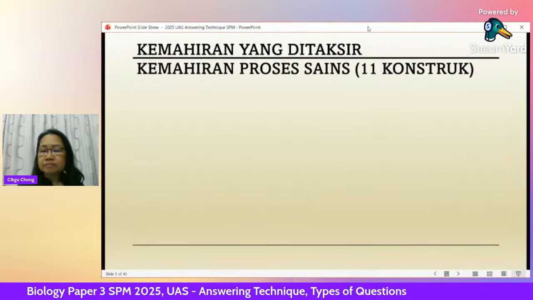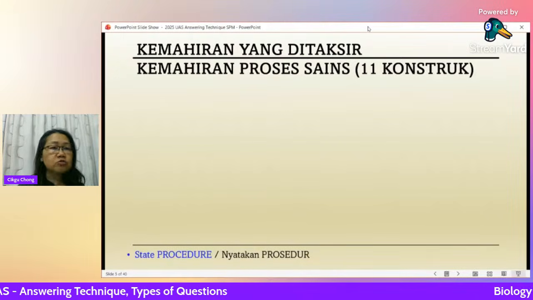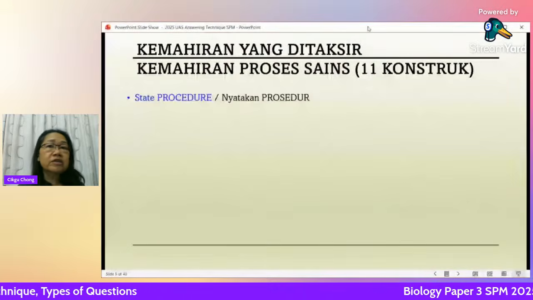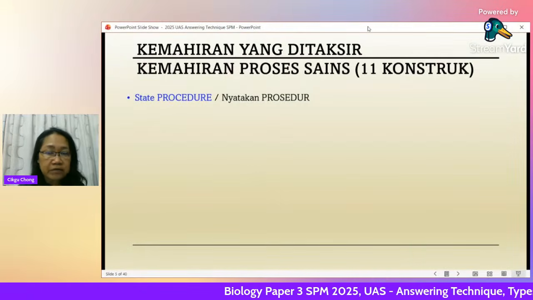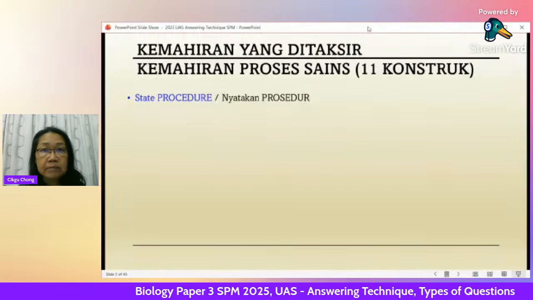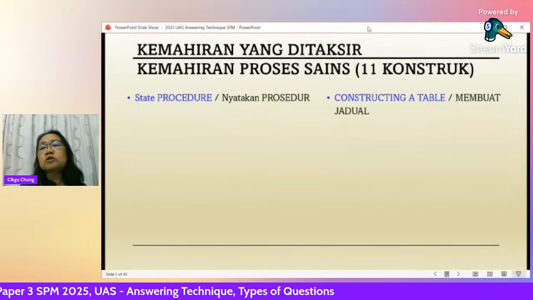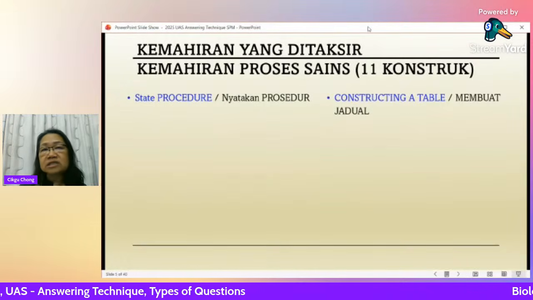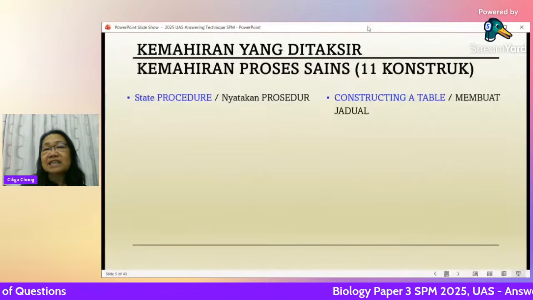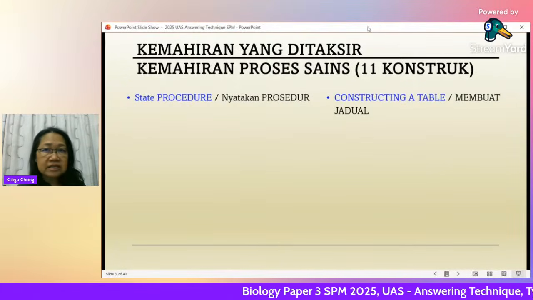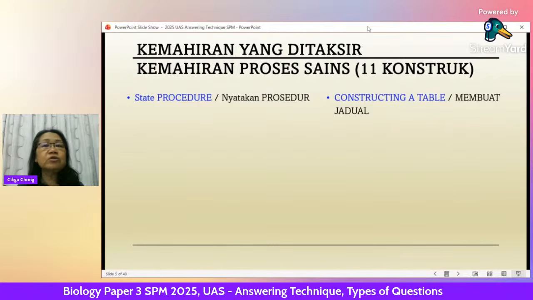So the 11 constructs here: number one, you may be asked to write the procedure. That means instructions are not given to you. They give you the apparatus, the materials, the specimen, whatever. You need to know what to do with them, so you need to write the procedure. They're testing these skills. These are called the science process skills. All scientists should have this kind of skills. So you are also a science student, right? You should have these skills.